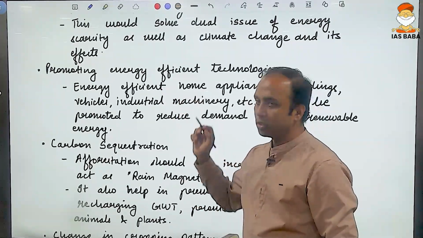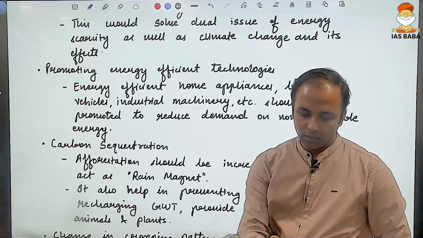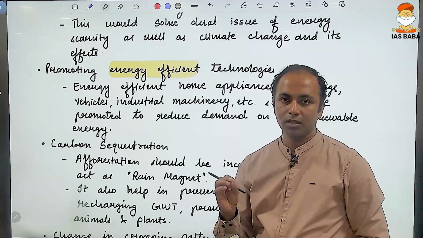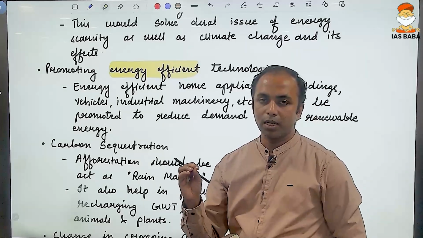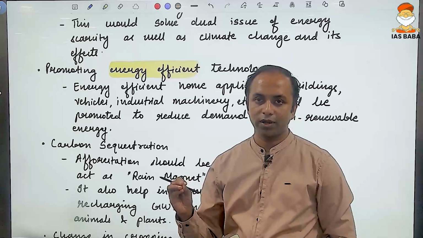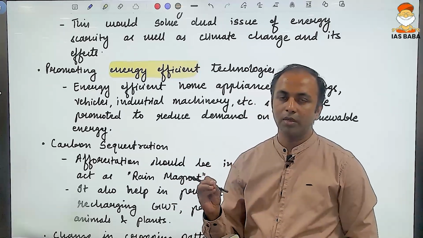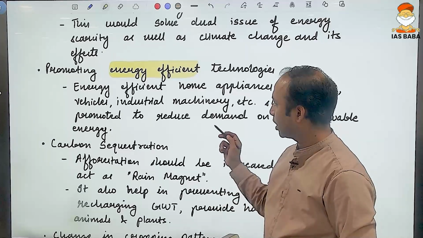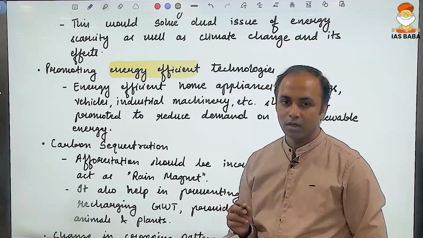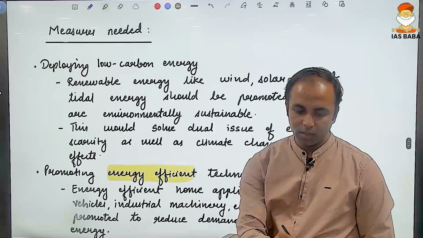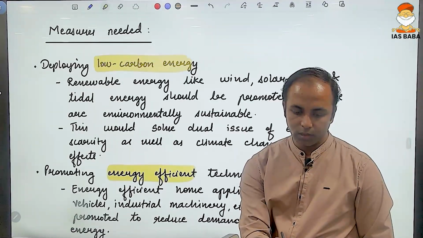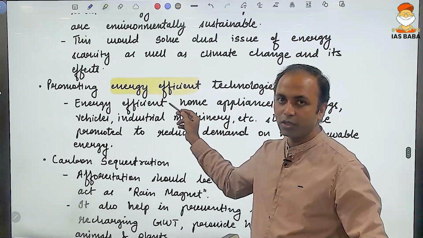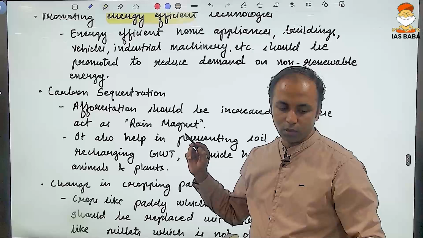Then promoting the energy efficient technology. Energy efficient technology, so those technologies which are consuming the energy, let us say for example home appliances, buildings, or the industrial machineries or the vehicles. Okay, they should be developed which can increase the efficiency of the energy. In this case, the consumption of the energy and production of the energy both need to be emphasized. Okay, reducing green energy and increasing the efficiency of the existing consuming technologies.